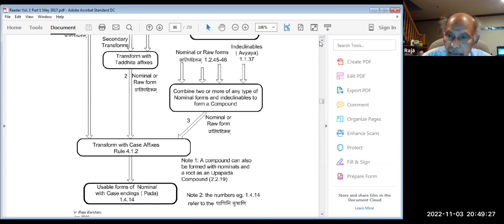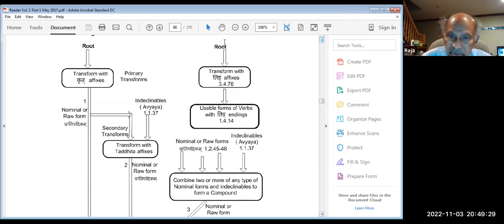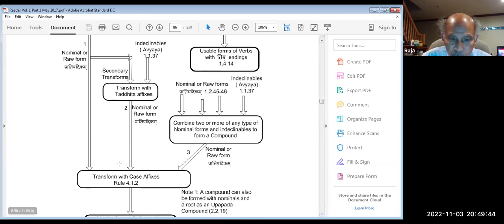Or you take the same root and add a ting pratyaya. You get a usable form of a verb with a ting ending. So sup, ting, antam padam. And there is a rule here, number.